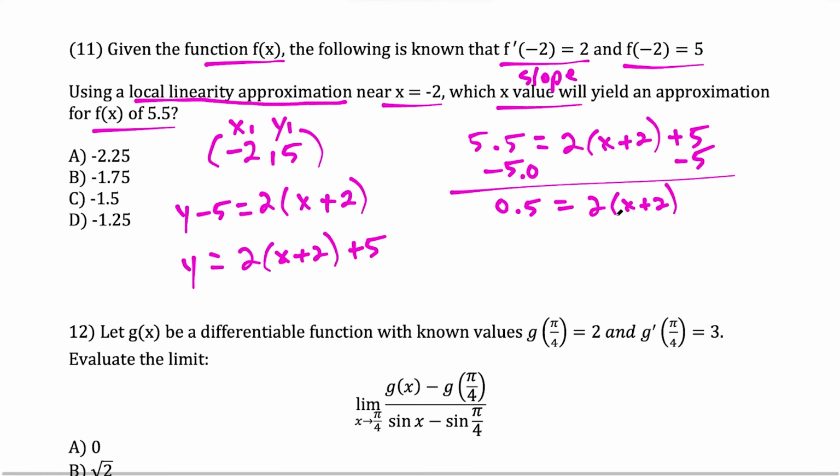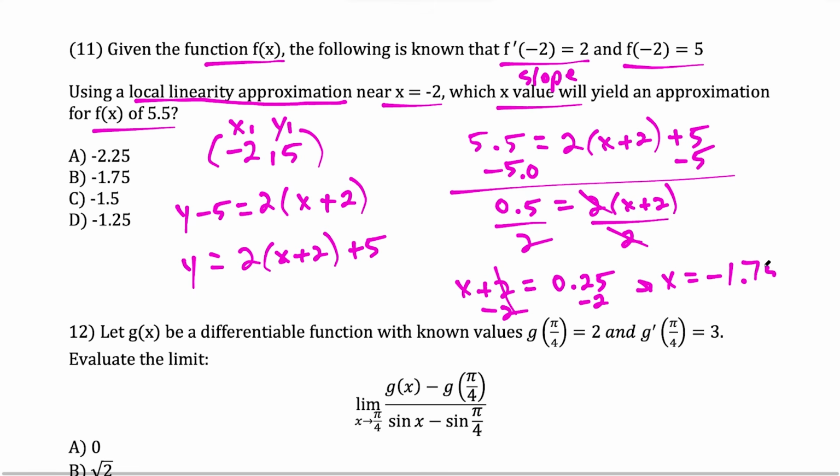And now at this step, what we could do is divide both sides by 2. Now we have 2 over 2 canceling, and we're going to have x plus 2 is equal to, and if we do 0.5 divided by 2, that's going to give us 0.25. And now just subtract 2 on both sides. And now we just have to think carefully here. X is equal to, and if we do 0.25 minus 2, that's going to give us negative 1.75. And this is going to match up with choice B.